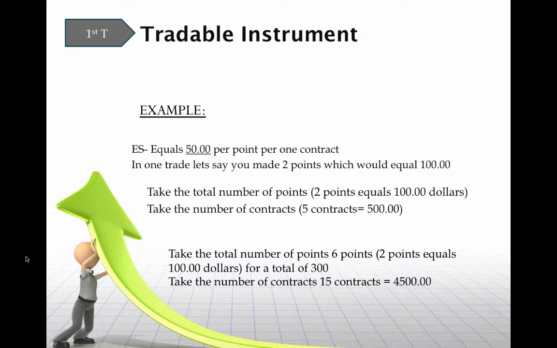And then if we took the total number of contracts, which would equal 15 contracts, you could see how we could make up to $4,500 in one day relative to our trading.